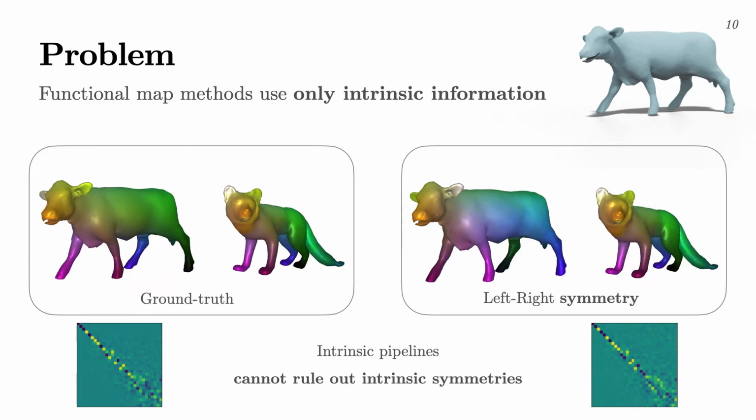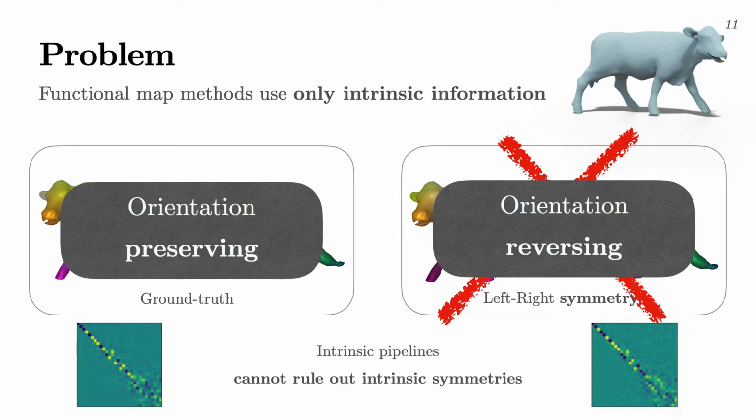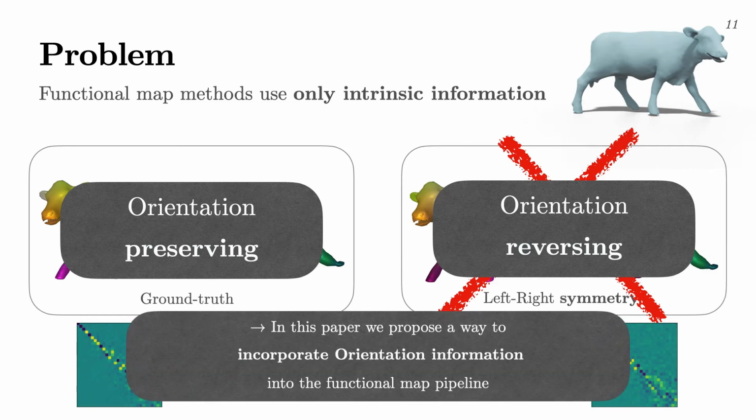Well, yet, we would like to have a possibility to rule out this left-right symmetry with the encoding of the map. Meaning that we don't want this left-right symmetry to have a nice encoding like this. And one interesting remark that we could make at this point is that the first map, the ground truth, is orientation preserving, while the other one reverses orientation. I'll come back to this and why is that. Our idea is to incorporate orientation information into the functional map pipeline.